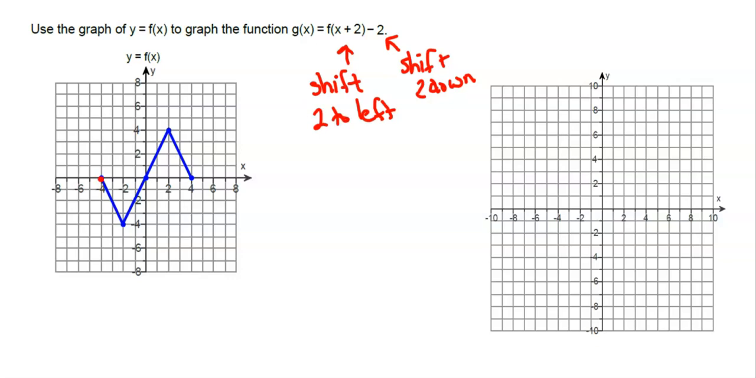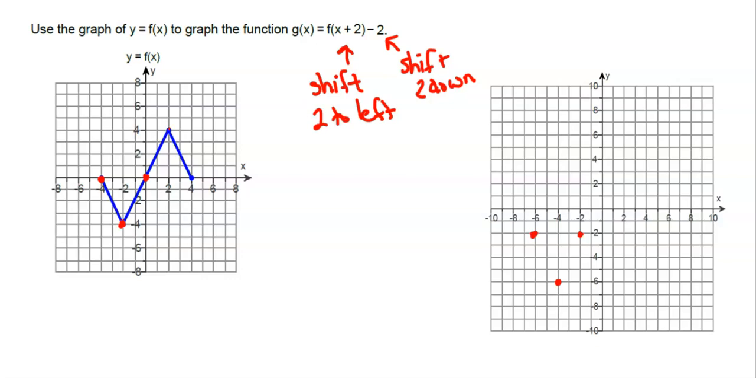So let's start with the point -4, 0. -4, 0, if we shift it 2 to the left and 2 down, gets translated to -6, -2. Now let's shift the point -2, -4. If -2, -4 gets shifted 2 to the left and 2 down, it will end up at -4, -6. 0, 0, if we shift it 2 to the left and 2 down, would become -2, -2.